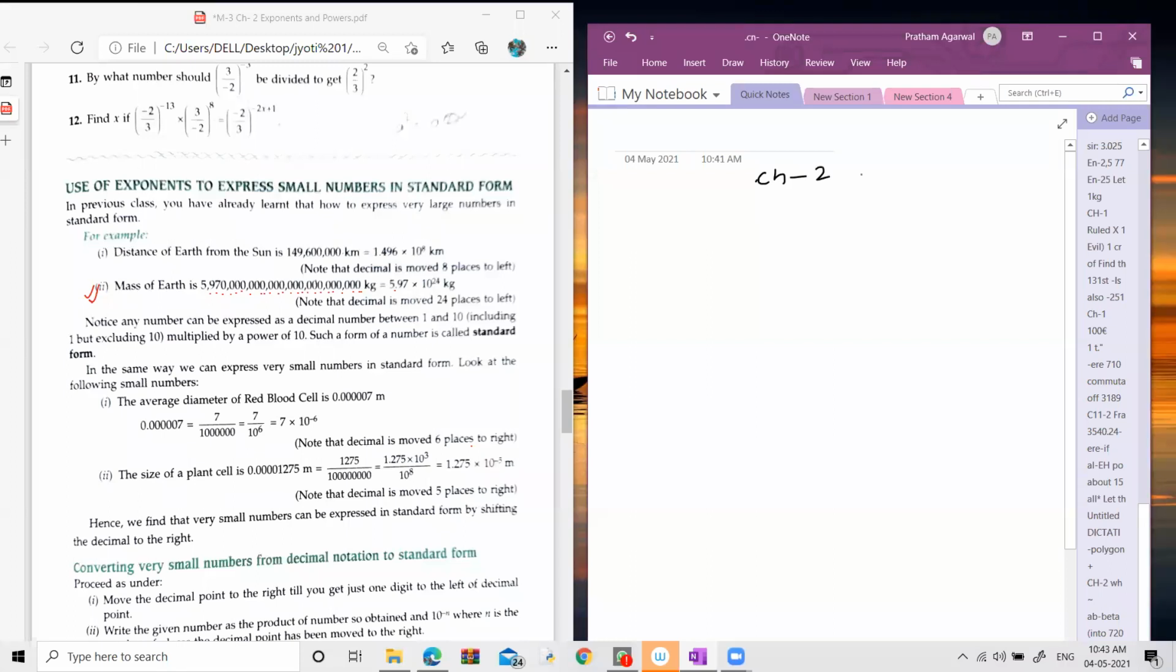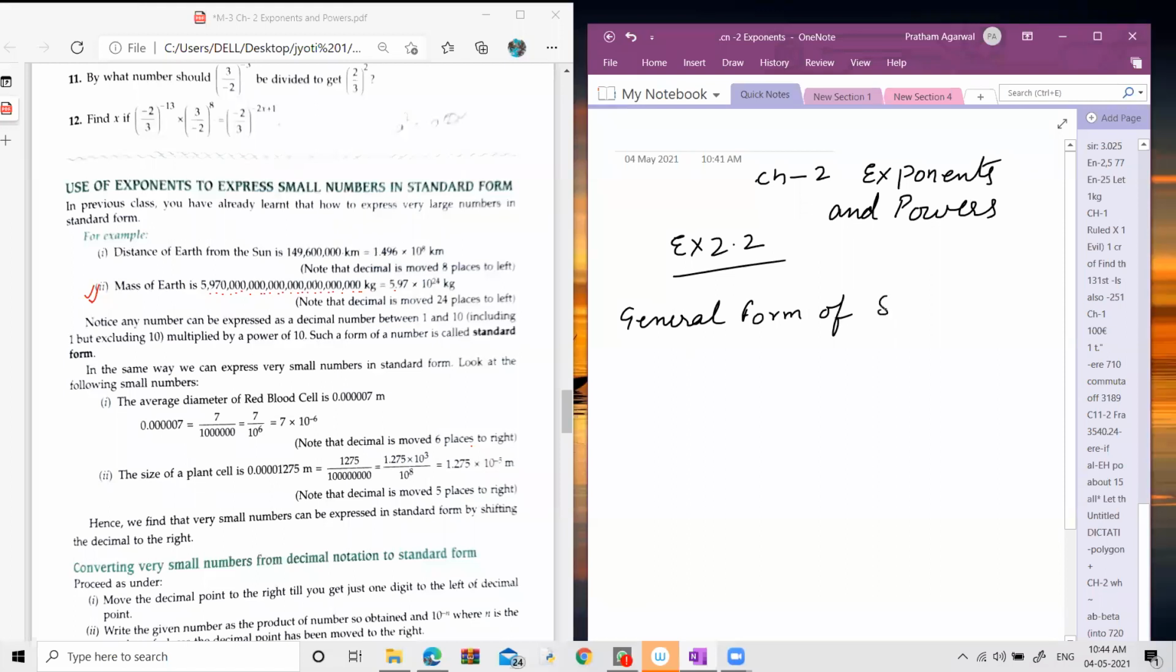Chapter number 2, Exponents and Powers. Exercise 2.2. Now I'm going to tell you the general form of scientific notation. The general form of scientific notation is A into 10 to the power n.